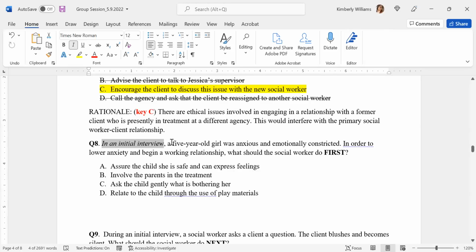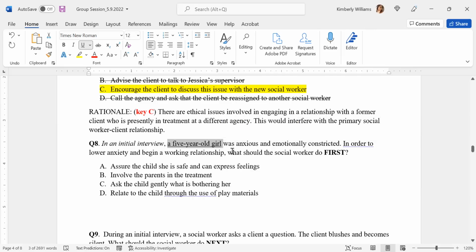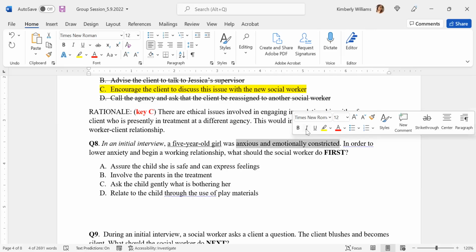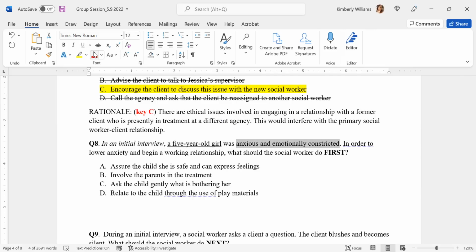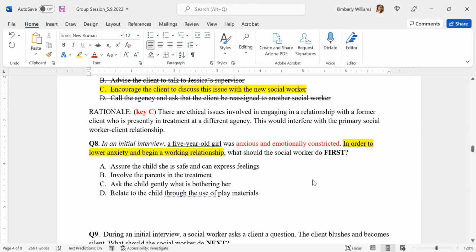So we have a 5-year-old girl. I always pay attention to the ages as well. Who's anxious and emotionally constricted, okay? We need to know what the question is asking us. And the question is asking us, in order to lower anxiety and begin a working relationship with this 5-year-old who's anxious and emotionally constricted, what is the most important we need to do?